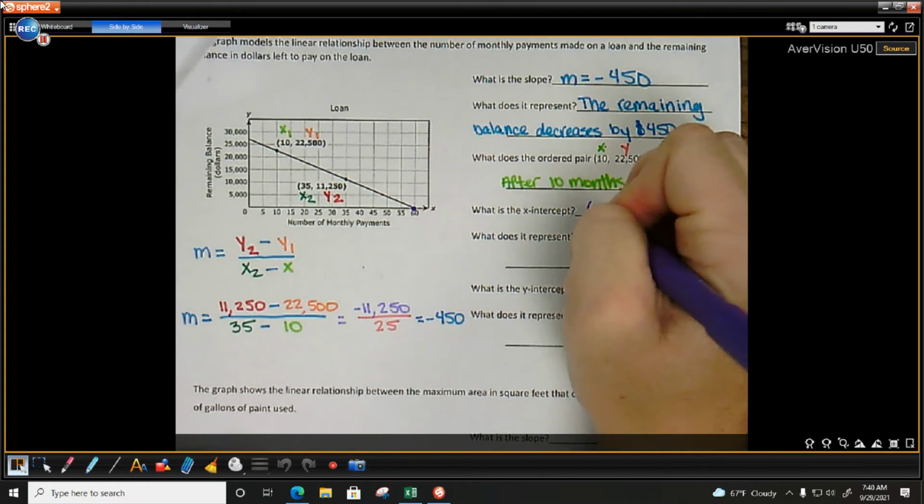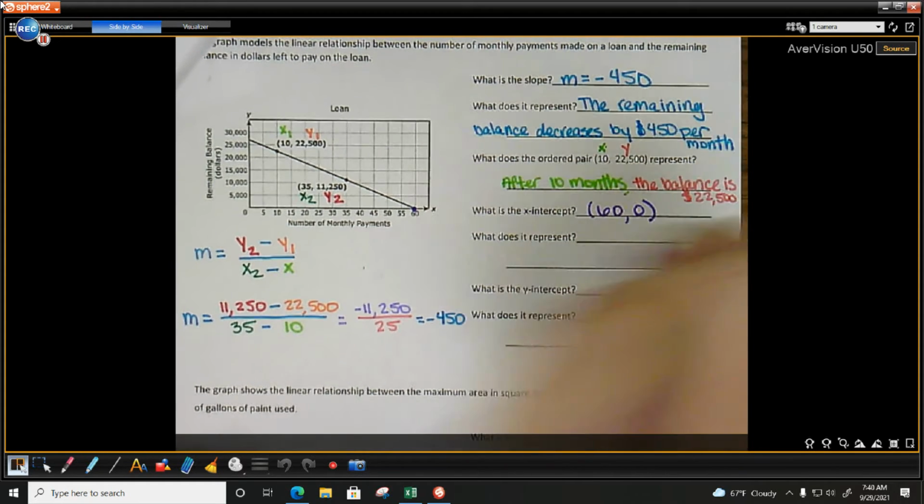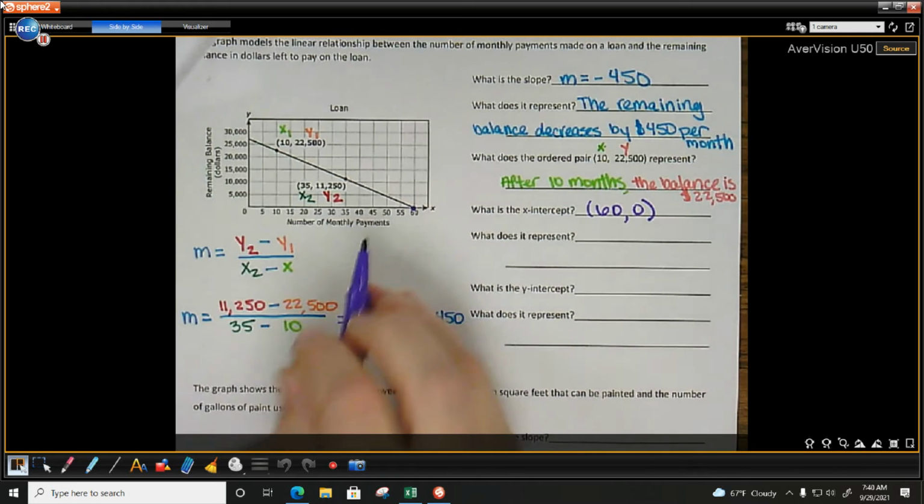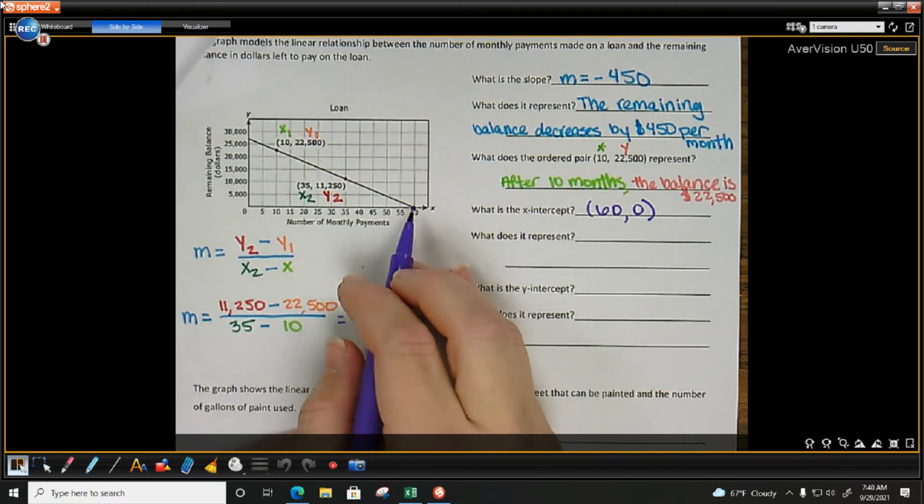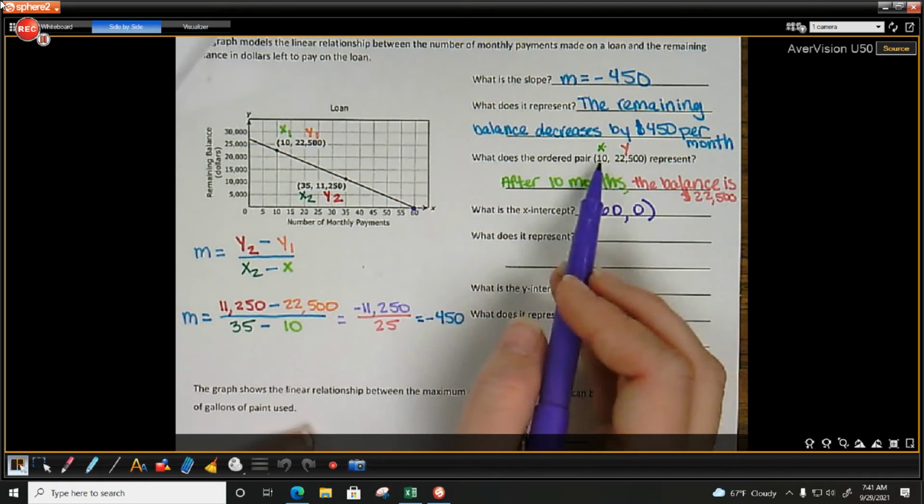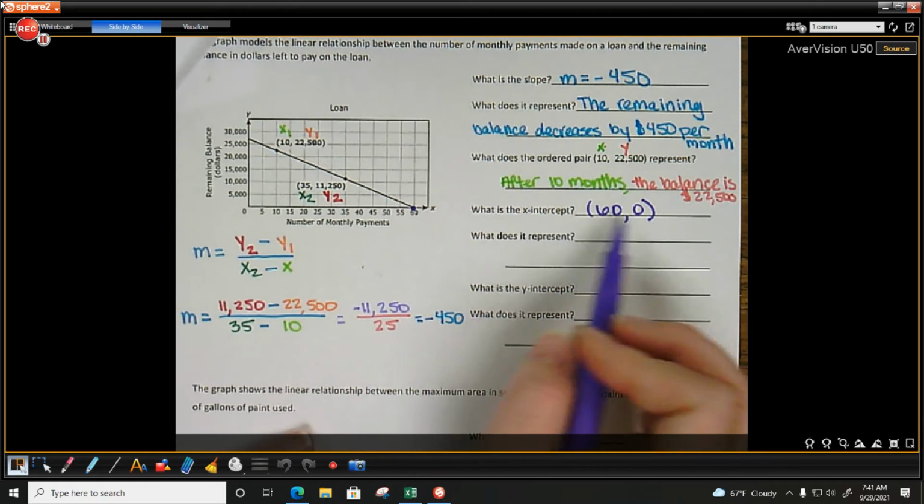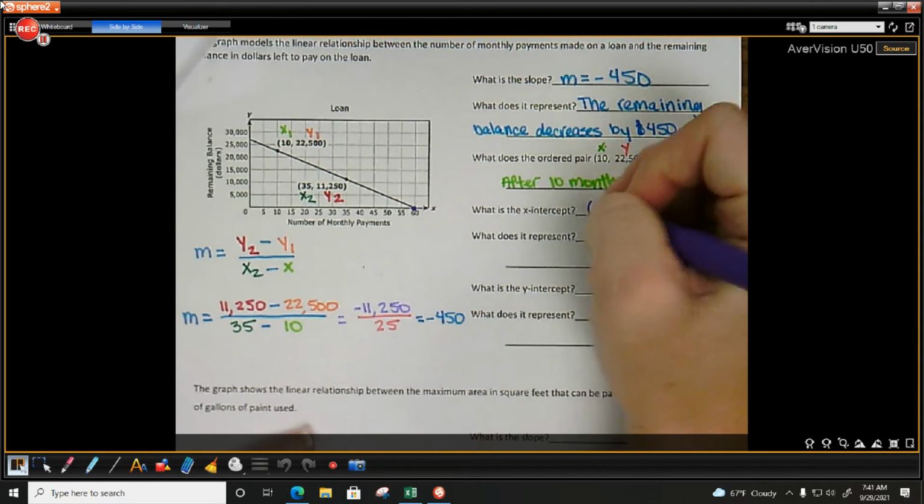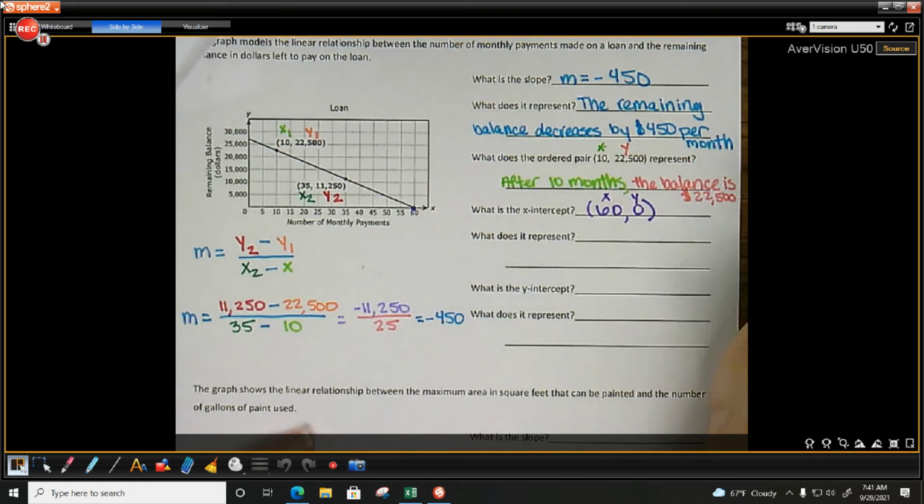60, 0. That is your x-intercept. It hits the x-axis at 60, 0. Same thing we did when we interpreted the meaning of this ordered pair. Let's now interpret the meaning of this ordered pair. The 60 is your x, the y is 0.